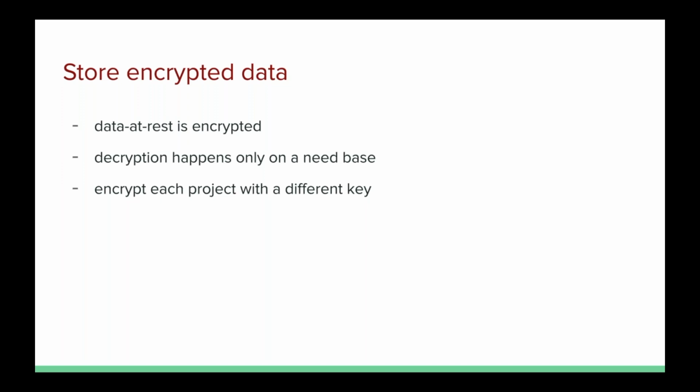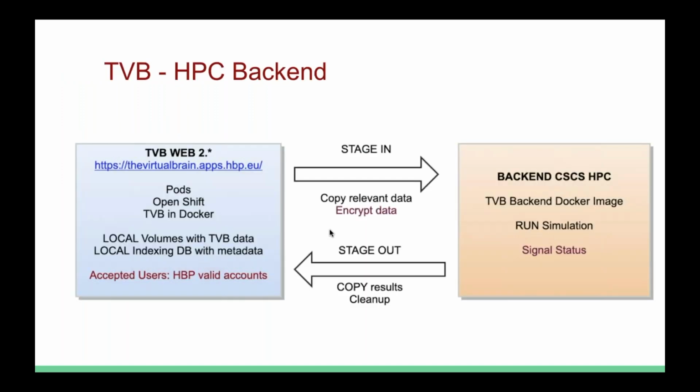And moving forward to the third level of encryption, or let's say the last component of that architectural diagram, which was the TVB with an HPC backend. Here we will also need encryption because we have parts of data which are switching location from the TVB storage towards the HPC site. So we are speaking about these two locations here. The first one in blue is, as before, the Openshift installation of the TVB web, and the yellow one is the backend that we use from CSCS.